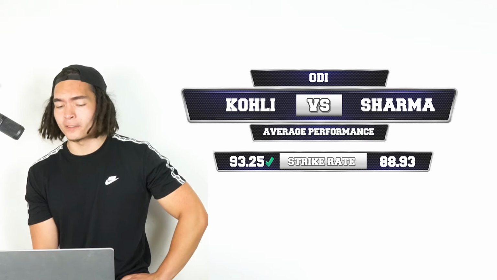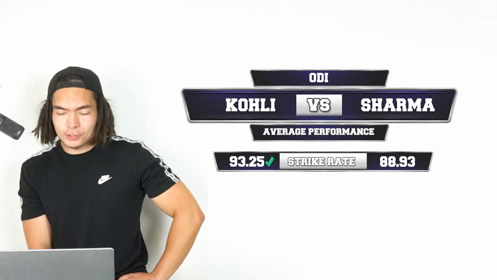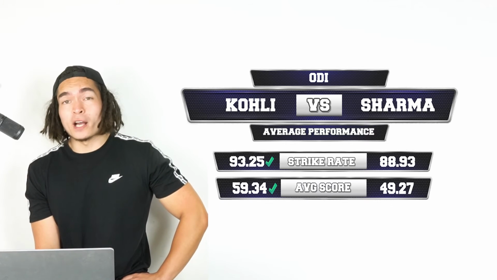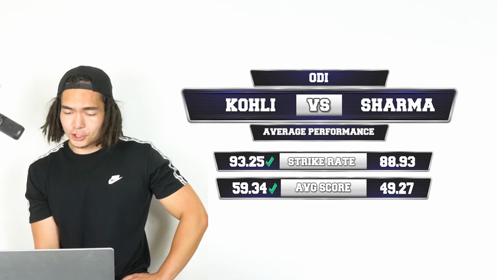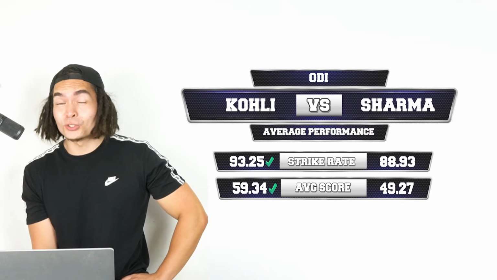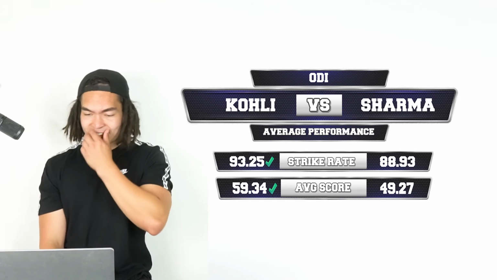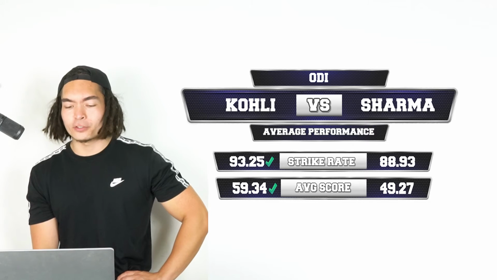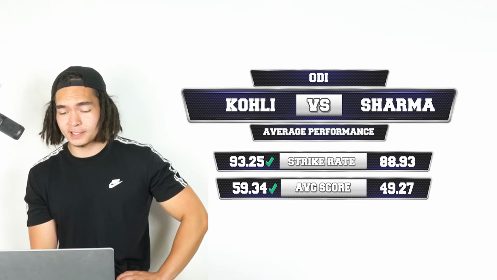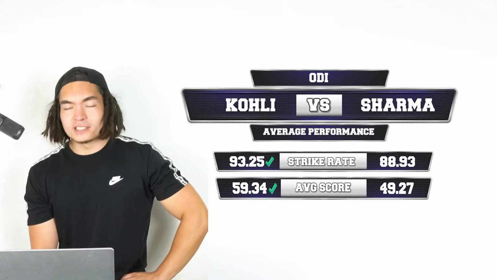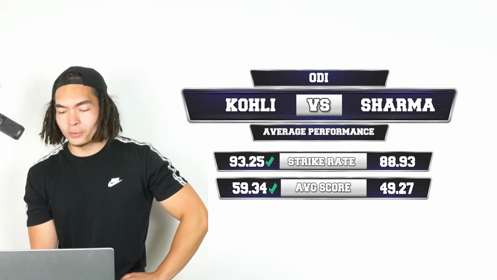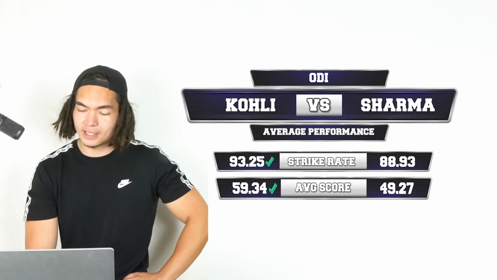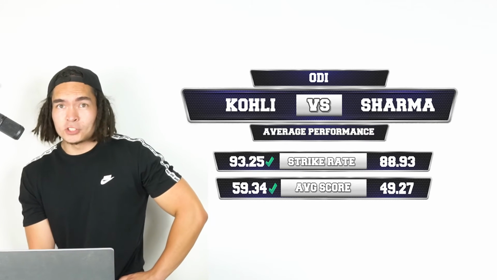So that's interesting. Moving on to the big one, average scores now. For Virat, 59.34. For Sharma, 49.27. It almost seems unfair because that 59.34 from Virat is, wow, that's just huge, man. It almost seems unfair to compare because 49.27 from Rohit Sharma is a good average score for ODIs, but man, that's a gap of 10 between those two.